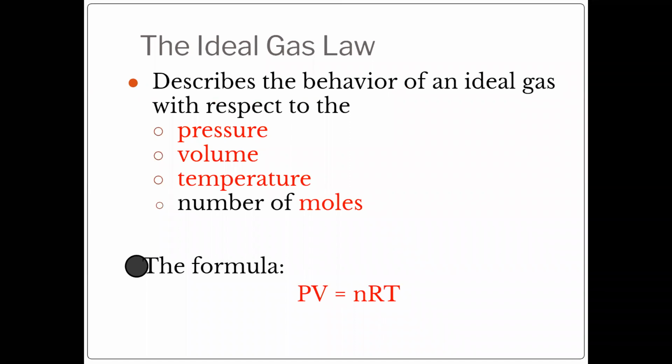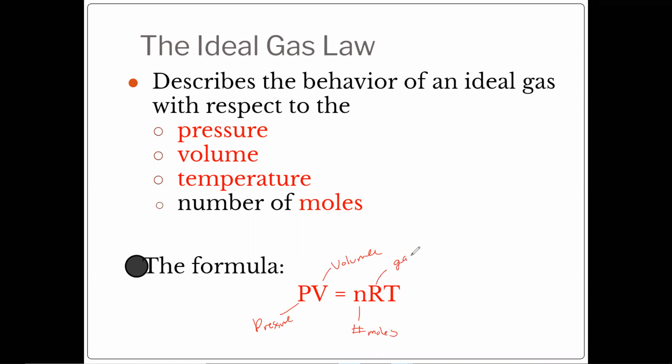So the ideal gas law, or PV equals nRT, is going to describe the behavior of an ideal gas with respect to pressure, volume, temperature, and number of moles. So our formula here is pressure times volume. So this is pressure, V is volume, shockingly. N is number of moles. R is a gas constant. And then T is temperature in Kelvin.